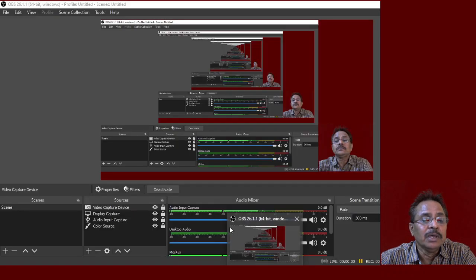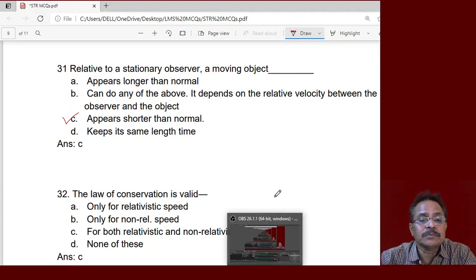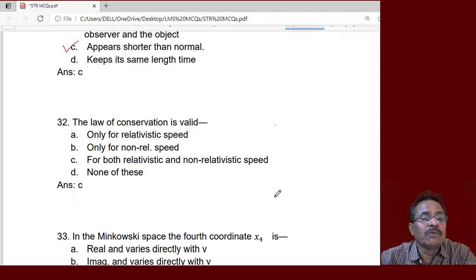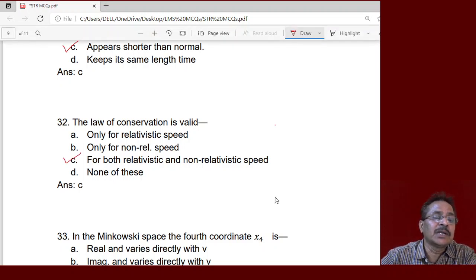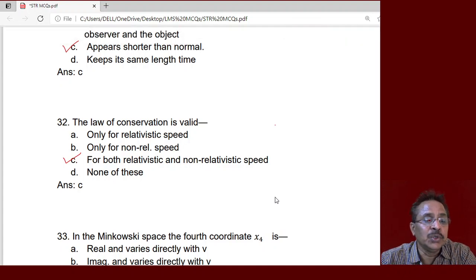Now 32. The law of conservation is valid only for relativistic speed, that means relativistic phenomenon; only for non-relativistic speed, that is non-relativistic phenomenon; both relativistic as well as non-relativistic speed; and D, none of these. So whatever the physics may be, relativistic or non-relativistic phenomenon, it doesn't matter. The law of conservation is always valid, and therefore C is the correct answer for question number 32.